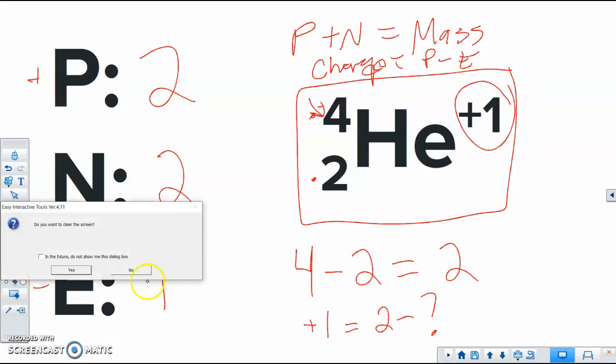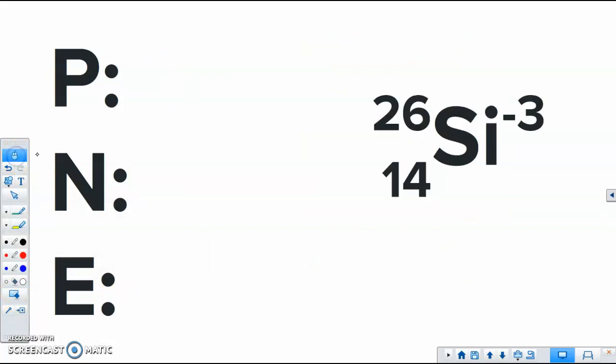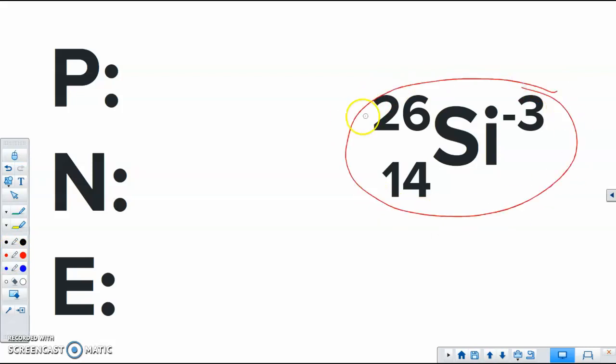We'll do one more example here. Now we're working with Si, that's silicon, mass of 26, charge of -3, and atomic number is 14. Right away, we know the atomic number. That means we know how many protons it has. We can jump to the number of neutrons. We're going to find that out from the mass.